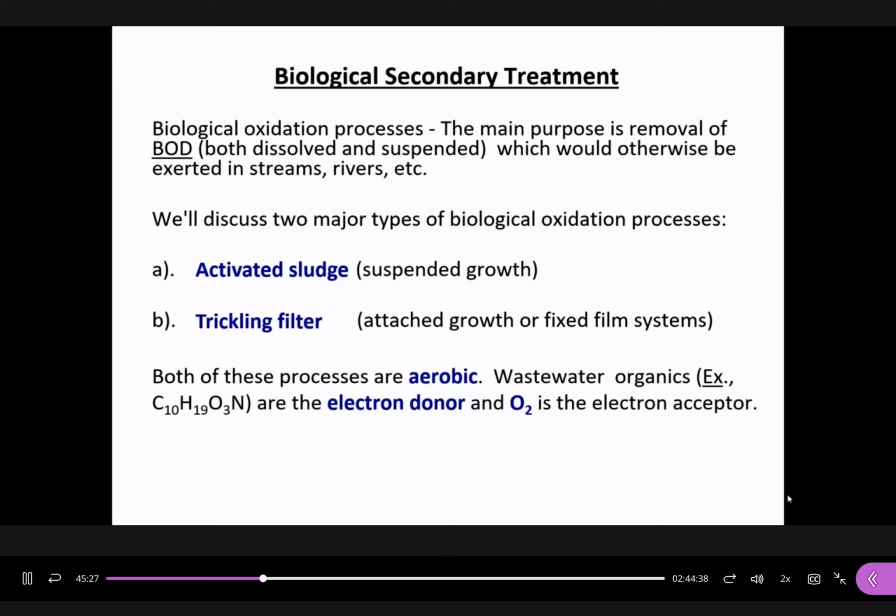Both processes are aerobic, oxygen involved, because oxygen will serve as the electron acceptor. Wastewater organics serve as the electron donor. Therefore, you have an electron donor and an electron acceptor. There will be oxidation and reduction reactions. Wastewater organics are degraded. Therefore, BOD is removed.